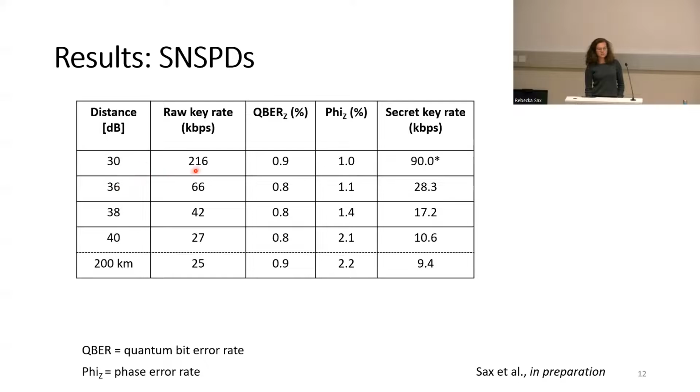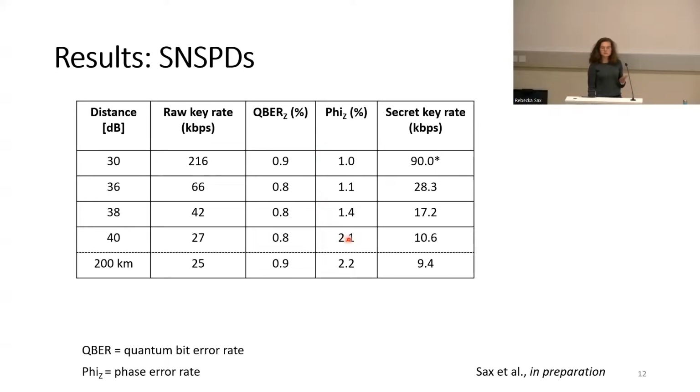So at 30 dB, we have a quite high raw key rate, low QBERs and phase error rate, and we achieve a high estimated secret key rate. It's estimated because we did not use real-time error correction here, as the attenuation was too low. However, for distances from 36 to 40 dB, we could use this error correction. So we get raw key rates which are, following these results, still quite high, with low QBERs and phase error rate.